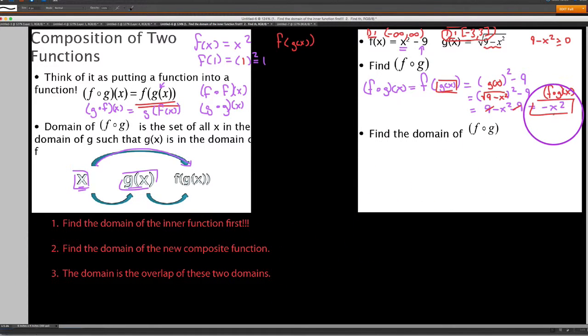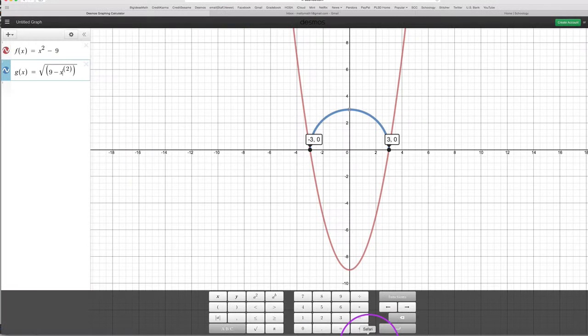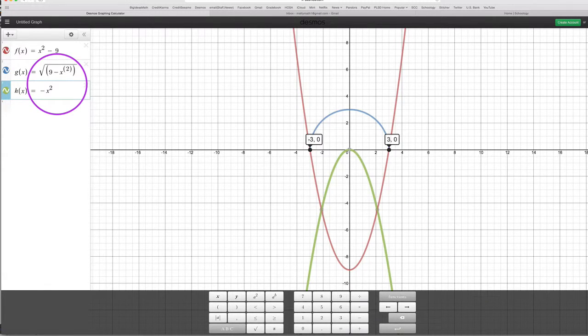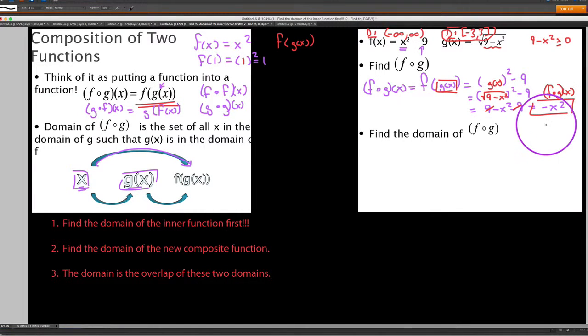Now, one would say negative x squared actually has a domain of all real numbers because it's a parabola that opens downward. As a matter of fact, let's just go graph this. Let's do h of x equal to negative x squared. You notice that we just have our quadratic parent function that's been reflected over the x-axis. But I want you to notice it looks like its domain is all real numbers. That's what it looks like. But don't be fooled. The domain, we're going to write this as not negative infinity to infinity.